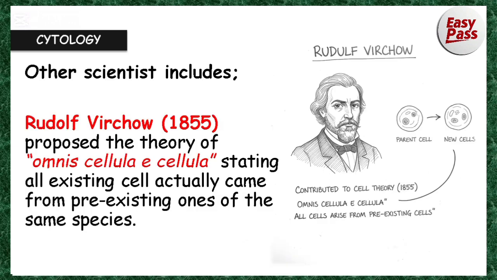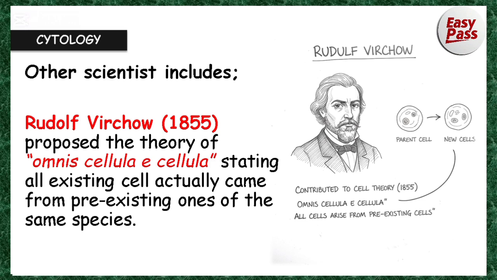And Rudolf Virchow, another great scientist, actually proposed the theory of omnis cellula e cellula, that all existing cells actually came from pre-existing ones of the same species.